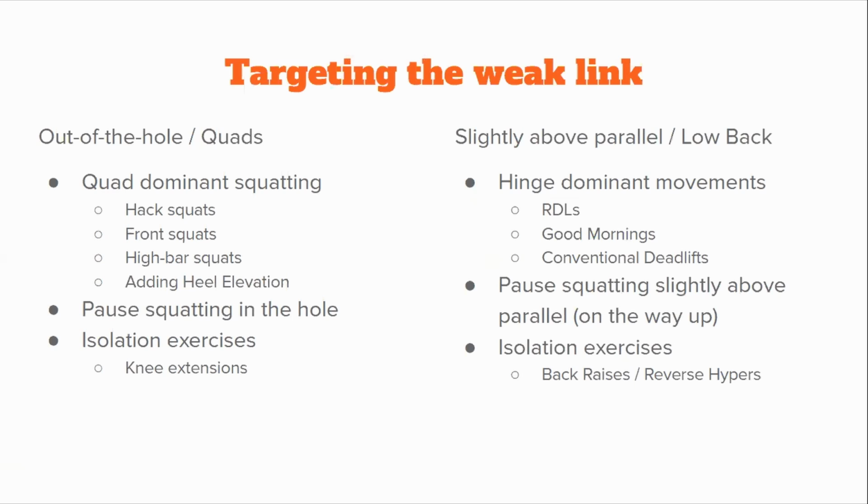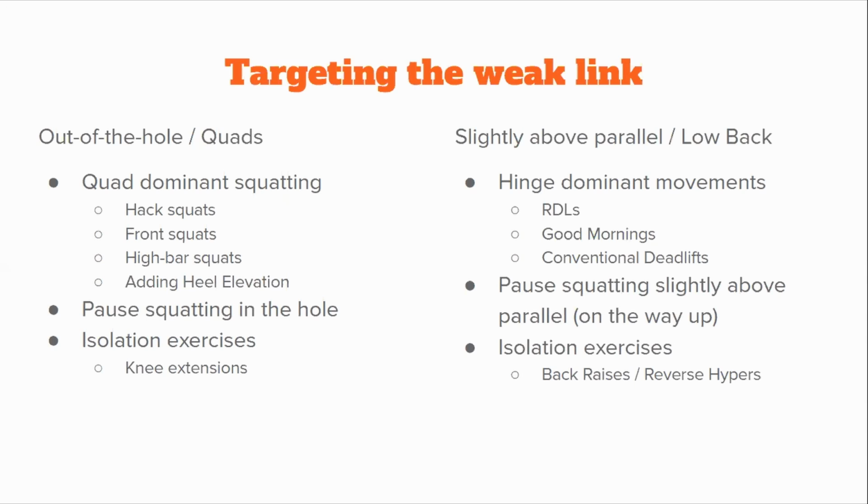So how would we target these muscles and positions that we find are our weak link? If we're talking about out of the hole or a quad weakness, we would just do more quad dominant squatting. So something like a hack squat or even a leg press with a lower foot placement would target the quads a little bit more. Front squats, high bar squats, or just adding heel elevation to any type of squat variation could also target the quads a little bit better. It lets the knees track forward a little bit more and puts more stress on the knee extensors and the quads. So those would be good options.